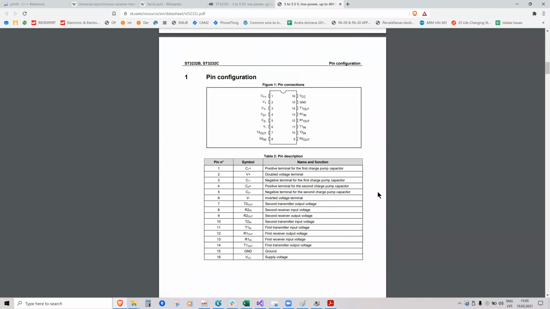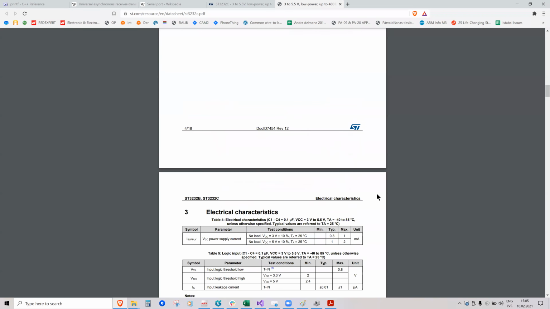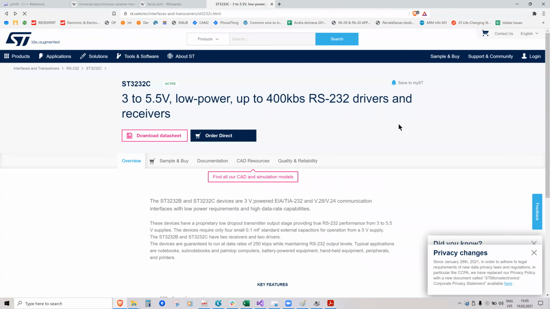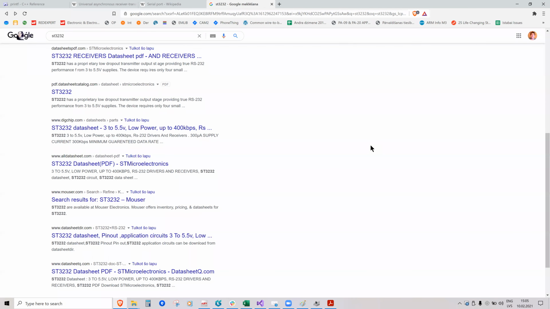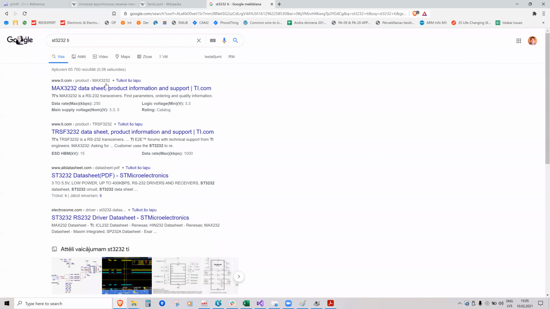So let's check out their basically their picture. This one is not so great. Usually, I like Texas Instruments because they oftentimes have better data sheets. Texas Instruments MAX3232. Yes, that's the name.